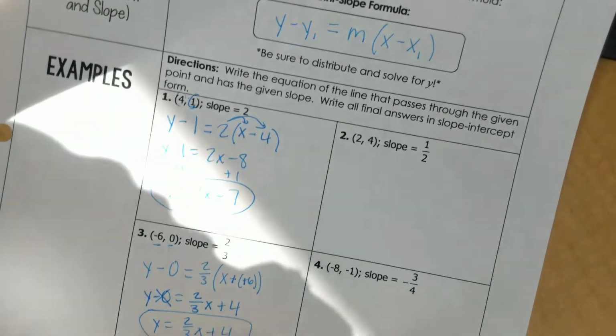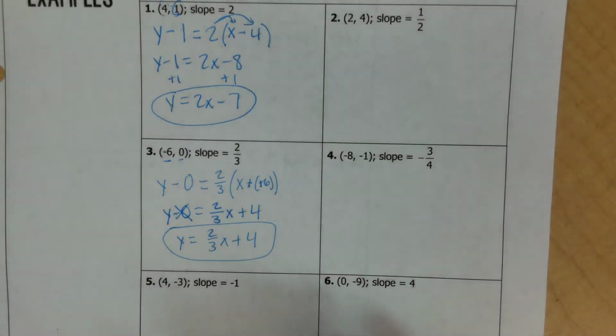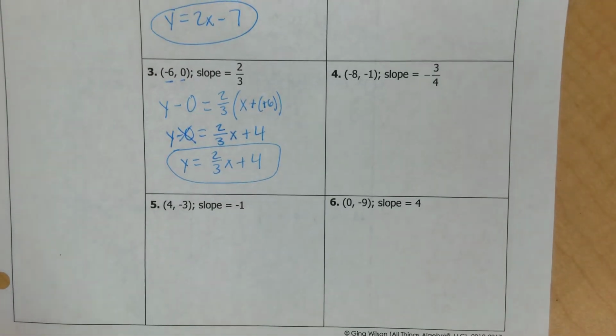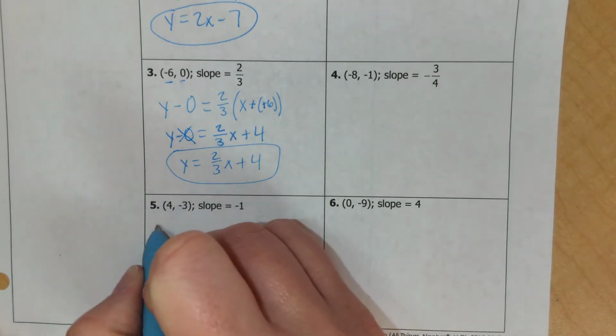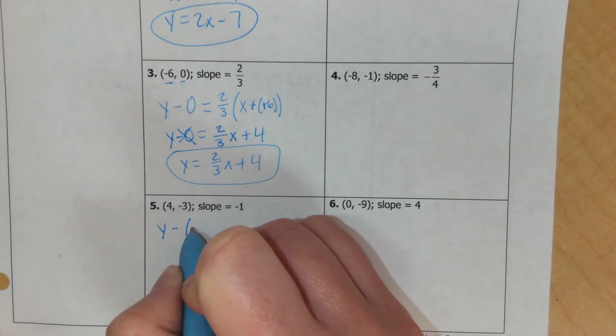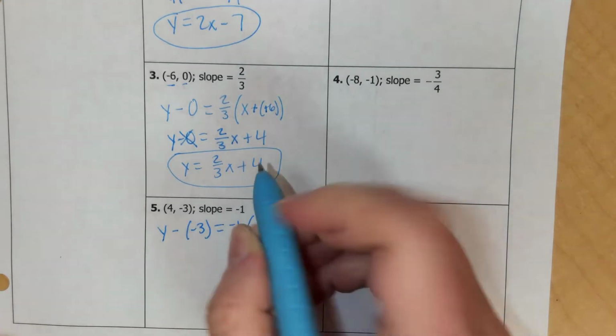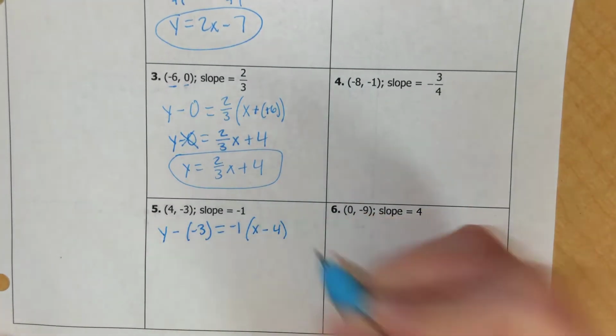So another example, and we'll try to cover several that are good examples of things that may come up that might trip you up. So here we have again y minus, and in this case it is a -3, is equal to the slope of -1 multiplied by x minus 4.